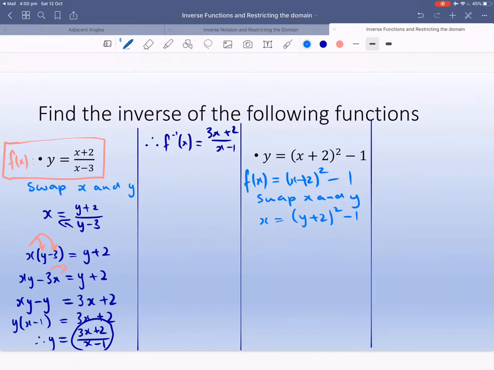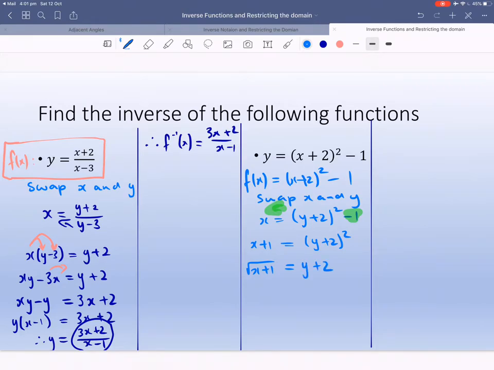So the goal is the same thing. We need to get y by itself. So I'm going to go x plus 1 equals y plus 2 squared. So I've just moved this guy over to here. All right, let's keep going. So I need to get rid of this squared, so I'm going to square root both sides. So square root of x plus 1 is equal to y plus 2.